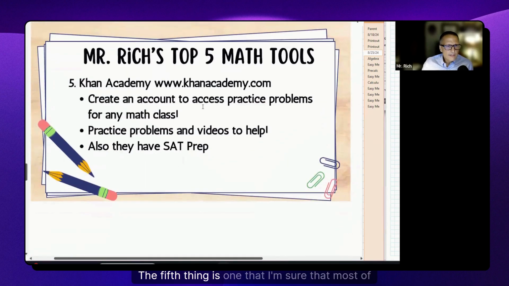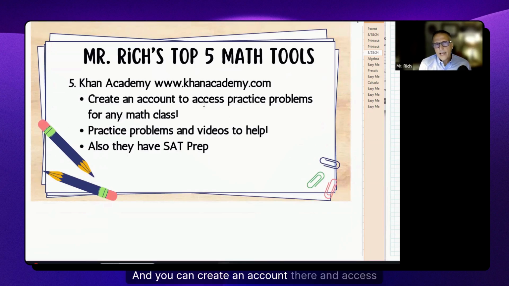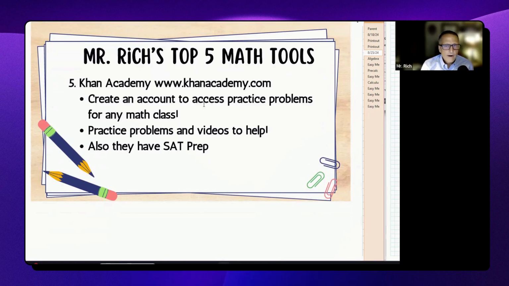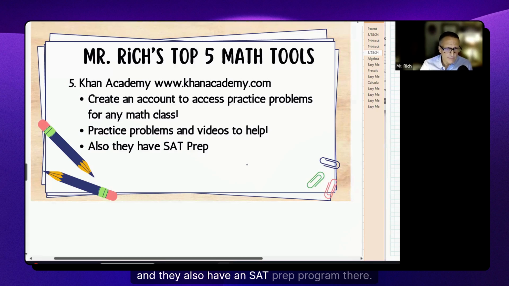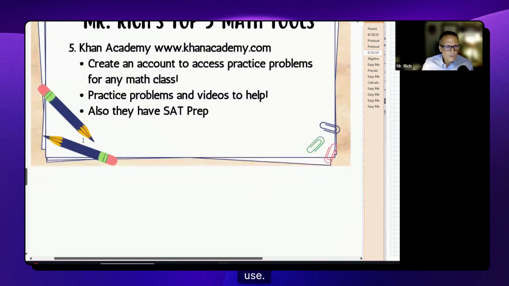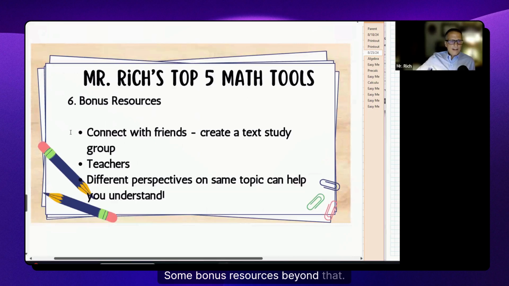The fifth thing is one that I'm sure most of you have used at some point, Khan Academy. You can create an account there and access practice problems for any math class that you might be taking. It'll actually take you step by step through the concepts, give you practice problems and the associated videos that go with them. They also have an SAT prep program there. It's just one of those things that's been around for many, many years and is always a top resource for you to use.